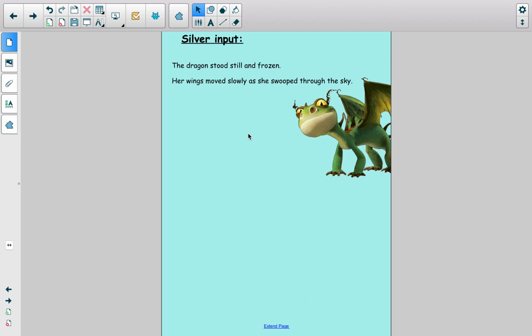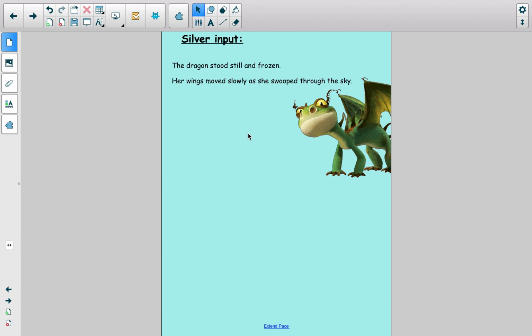The first sentence says, the dragon stood still and frozen. The use of adverbs and verbs in this sentence has allowed the reader to know that the dragon is not moving. It is stood still. In fact, it is stood so still that it's frozen and not moving at all.